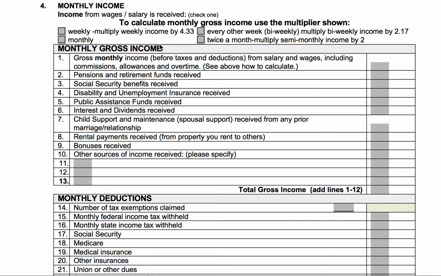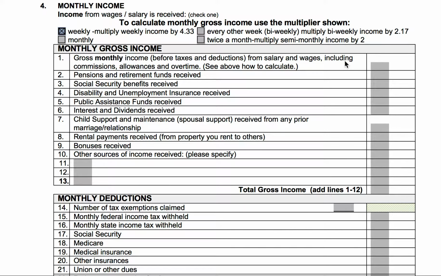If you don't have income from wages, but you do have it from Social Security, or if you receive food share or something like that, you'll check how often you receive that. And for many programs that aren't wages, that's just going to be monthly. But here I'm going to check weekly because I know that for our sample case for Jane Doe, her income is weekly. So next you're going to go to this gross monthly income section.